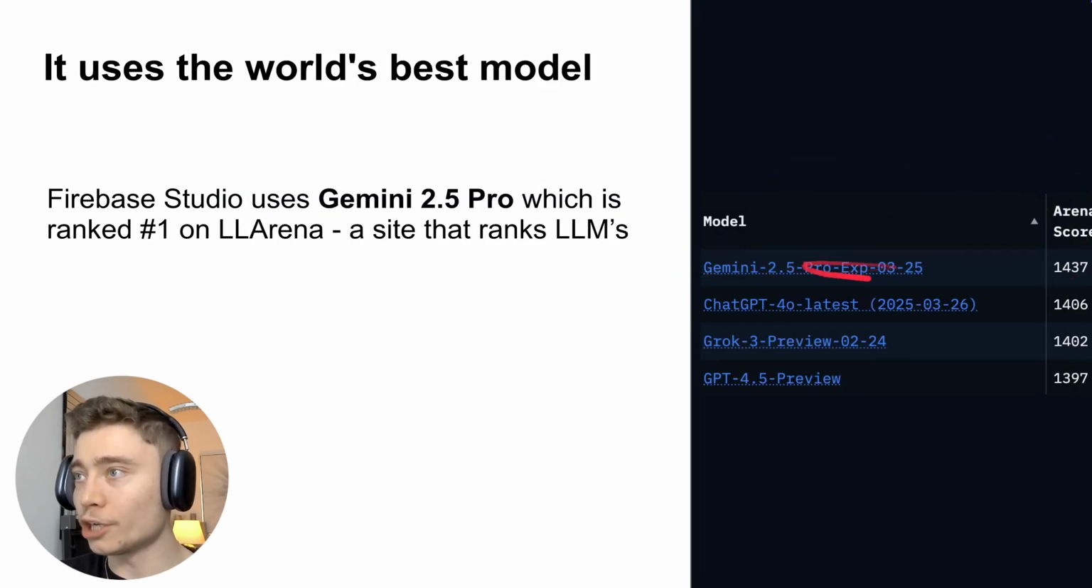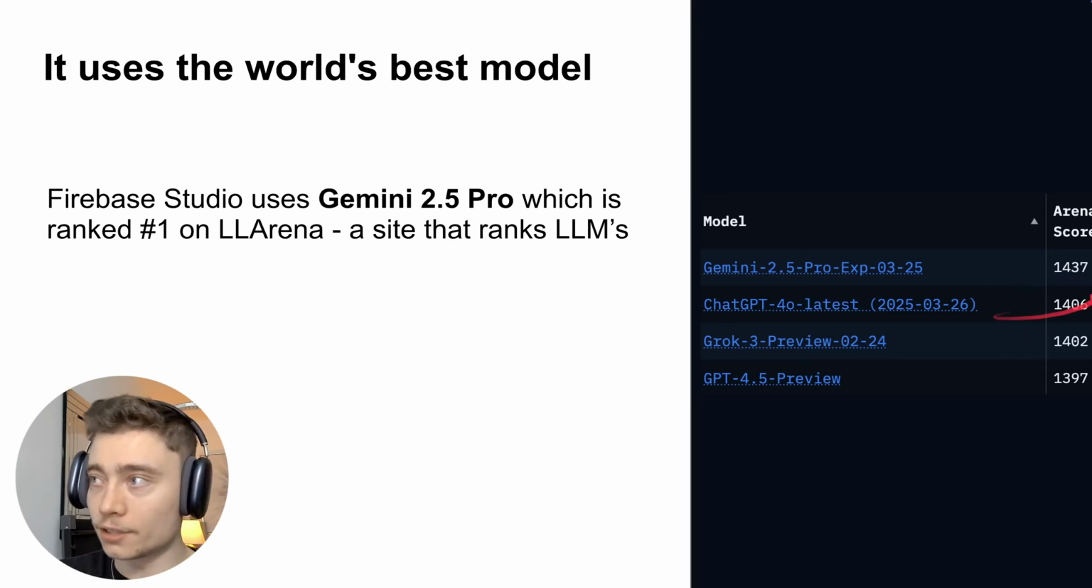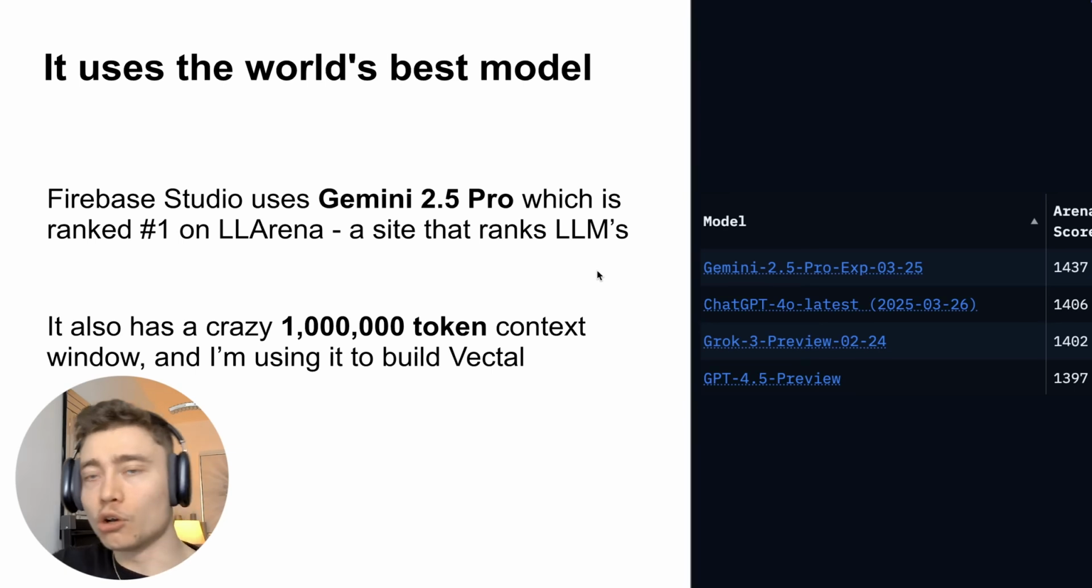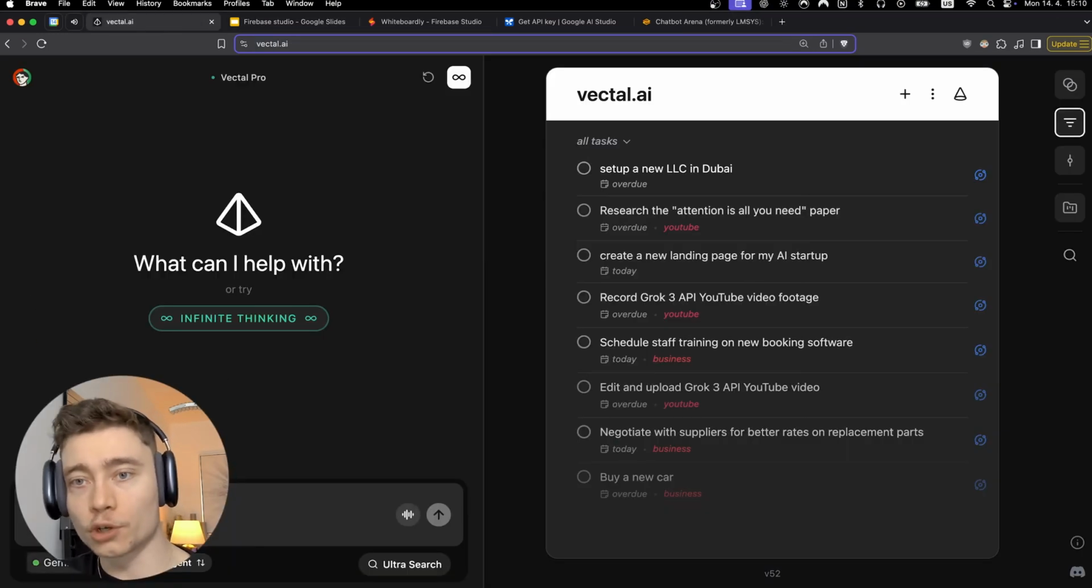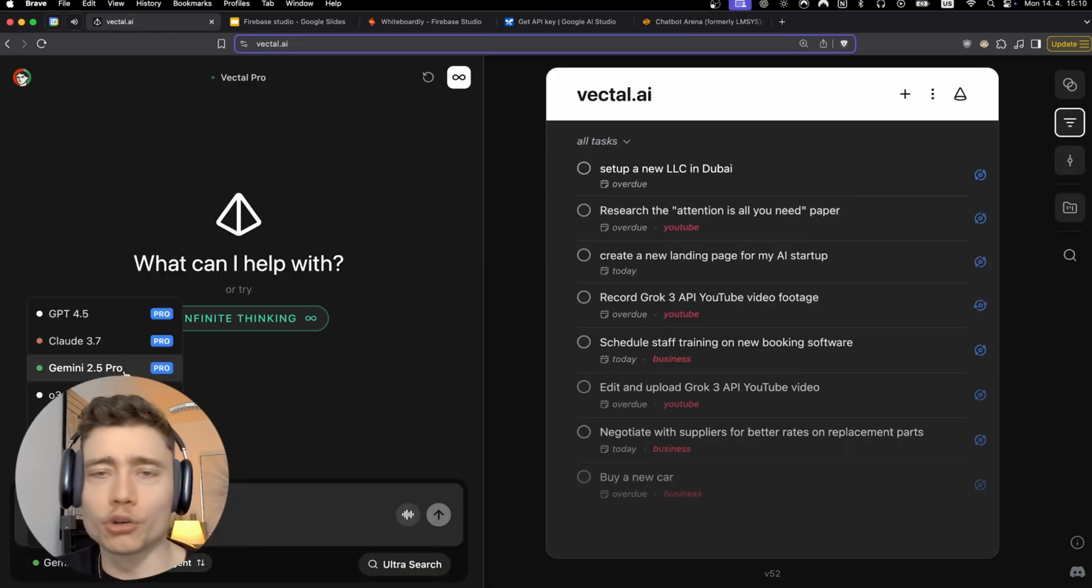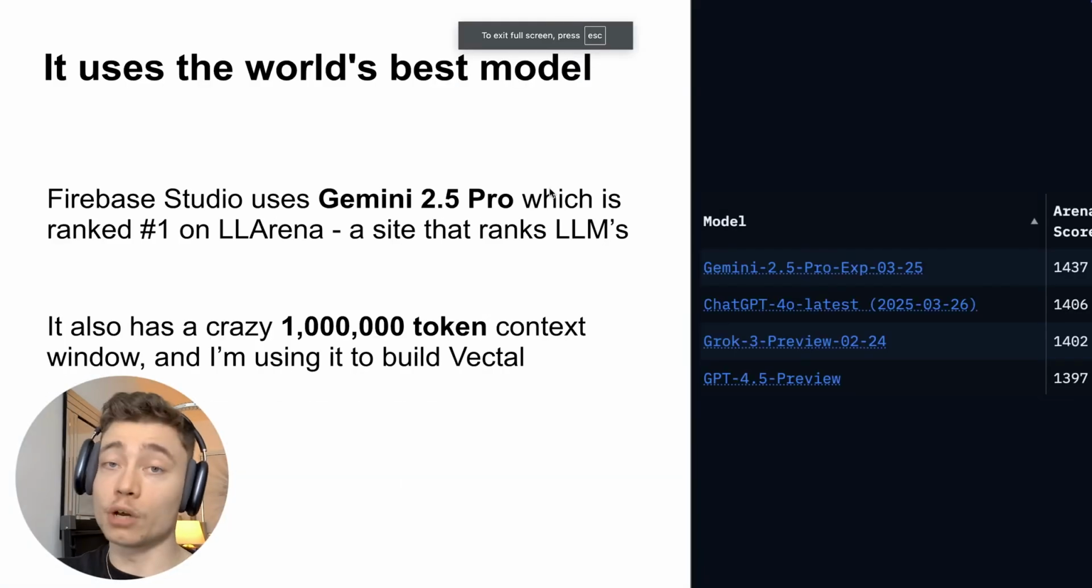So as you can see, Gemini 2.5 Pro is far ahead of the second model, which currently is ChatGPT 4.0 latest, and it's like 31 points in the lead, which is a huge lead. It also has an amazing 1 million token context window, which means it can easily fit multiple books, or if you're using it in Vectel, all of your tasks, all of your nodes, all the user context you have can easily fit into every single prompt that you send, which is obviously super useful.